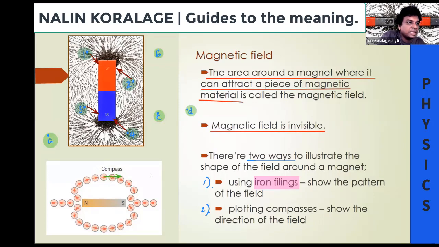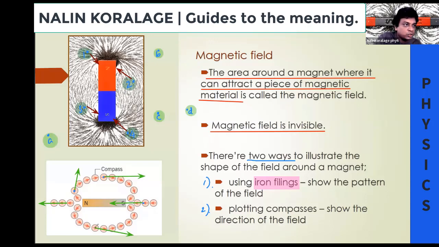Let's say this plotting compass right here is showing that particular direction. If you take this plotting compass, it shows that particular direction. If you take another one, for example this one, it shows that particular direction. So these plotting compasses are showing the direction of the magnetic field at that particular point at which the compass is placed. That's the most important thing.